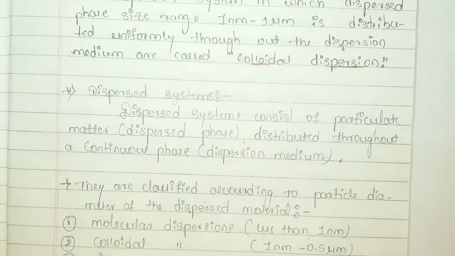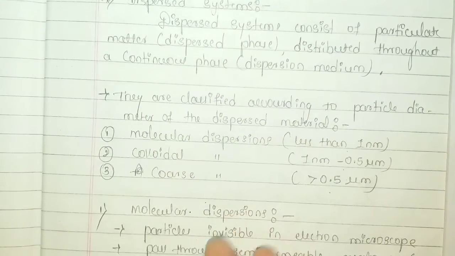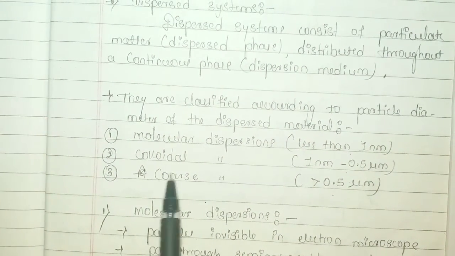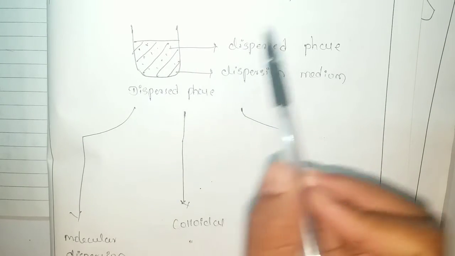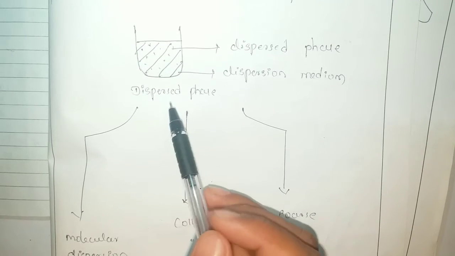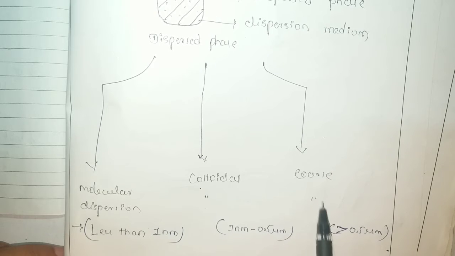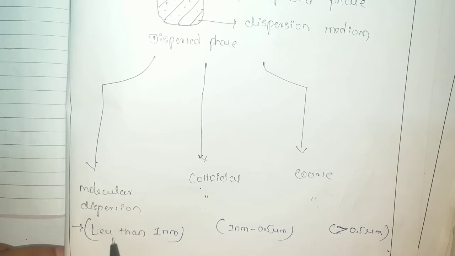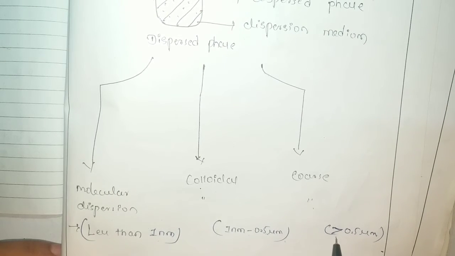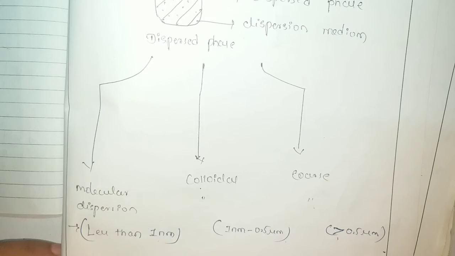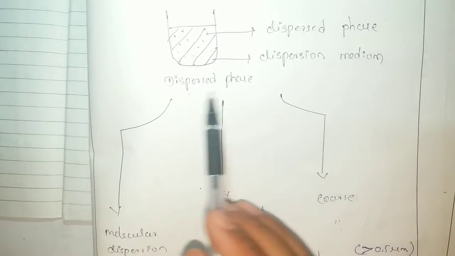The classification according to particle diameter: first the molecular dispersion, second the colloidal dispersion, and third the coarse dispersion. The sizes are less than 1 nanometer, 1 nanometer to 0.5 micrometers, and greater than 0.5 micrometers. This classification is based on the dispersed phase.